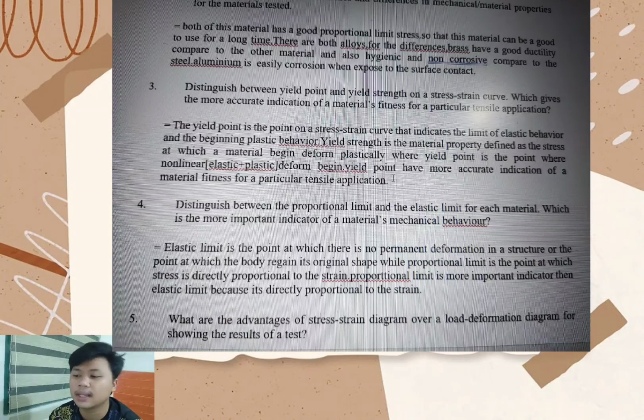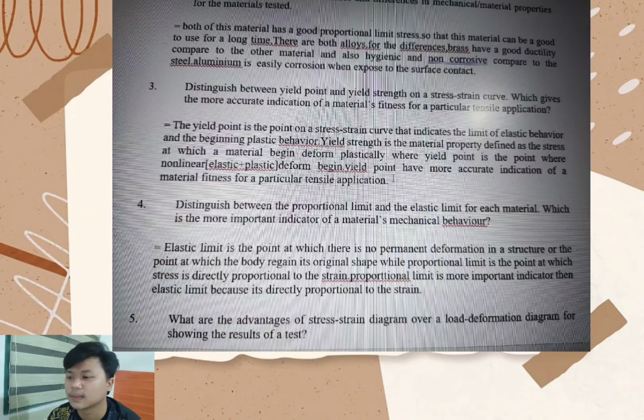Next, for question 3, distinguish between yield point and yield stress on a stress strain curve, which gives the more accurate indication of a material's fitness for a particular tensile application. The yield point is the point on a stress strain curve that indicates the limit of elastic behavior and the beginning of plastic behavior. Yield strength is the material property defined as the stress at which a material begins to deform plastically, where yield point is the point where non-linear elastic plus plastic deformation begins. Yield point has a more accurate indication of material fitness for a particular tensile application.